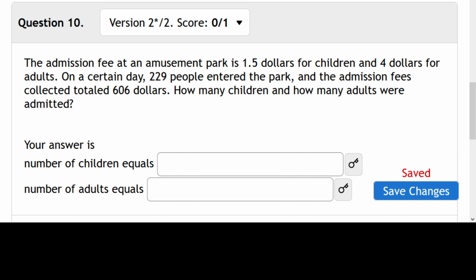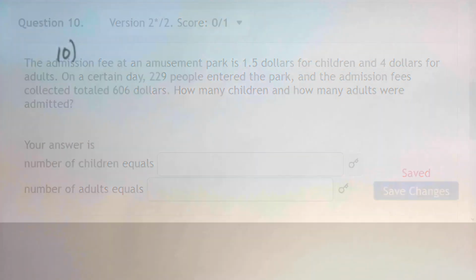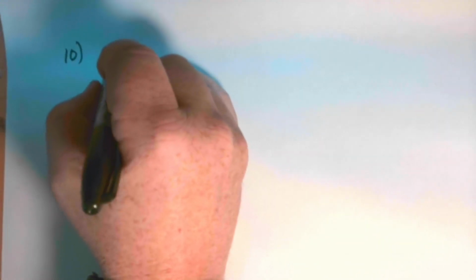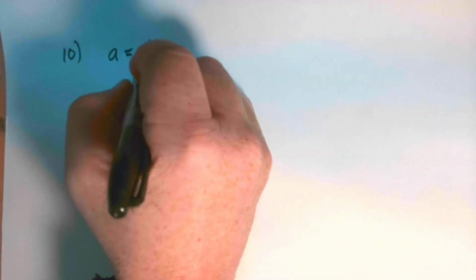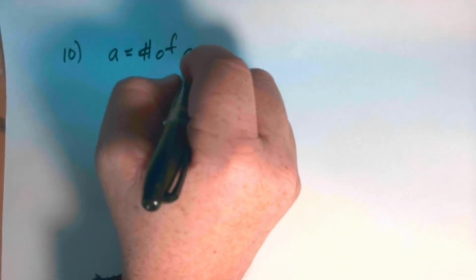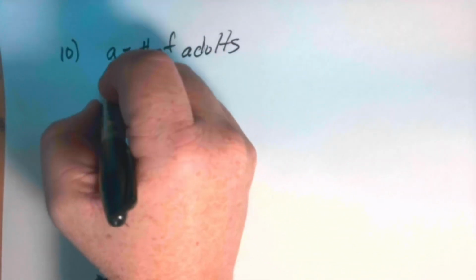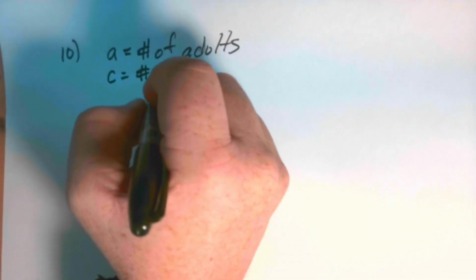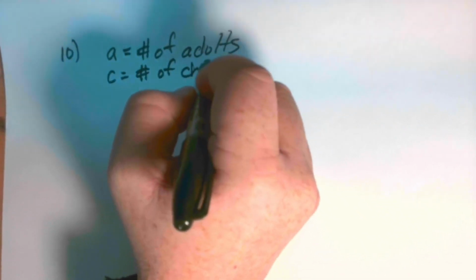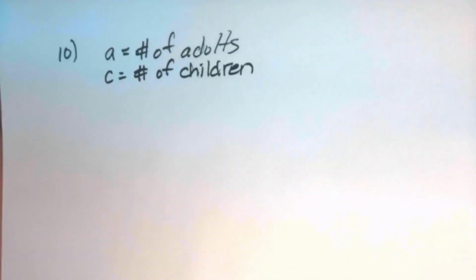So we're looking for how many children and how many adults were admitted. Those are the answers, so the number of children and the number of adults are going to be our variables. So I'm going to write this down here. I'm going to say A represents the number of adults, and C represents the number of children. That's always where I want to start with these. I want to figure out what my answer is going to be and then make sure I have variables that represent those answers.